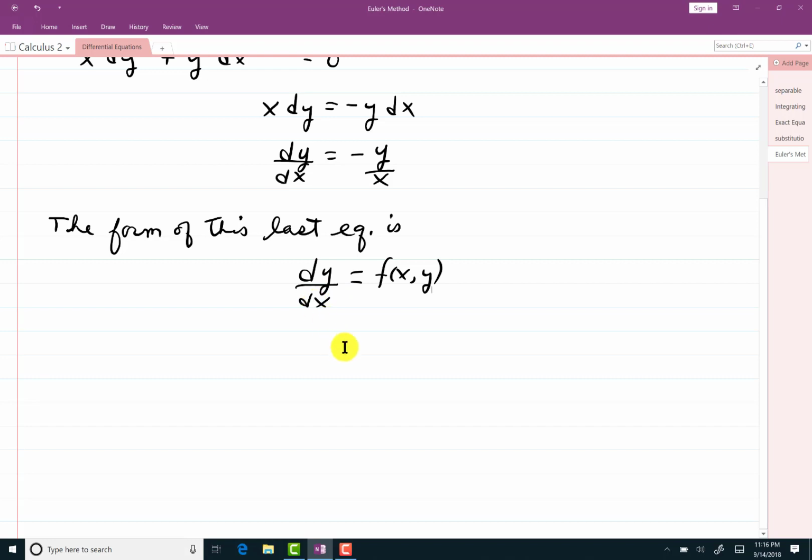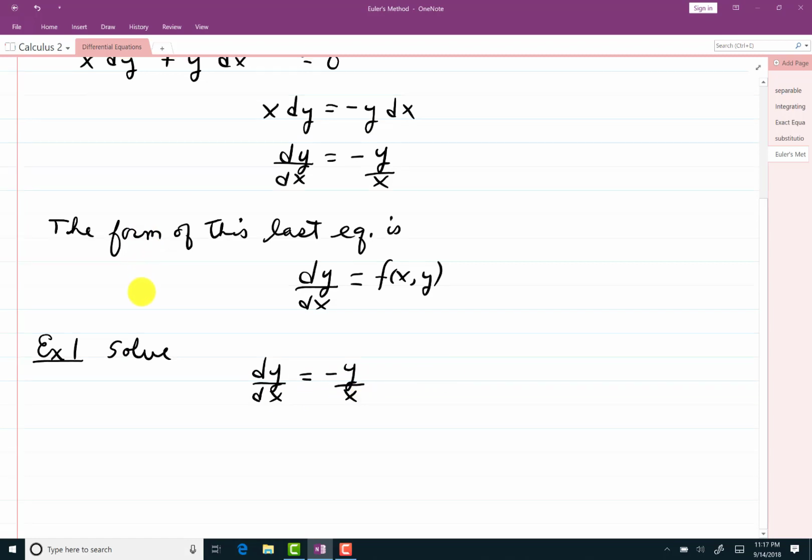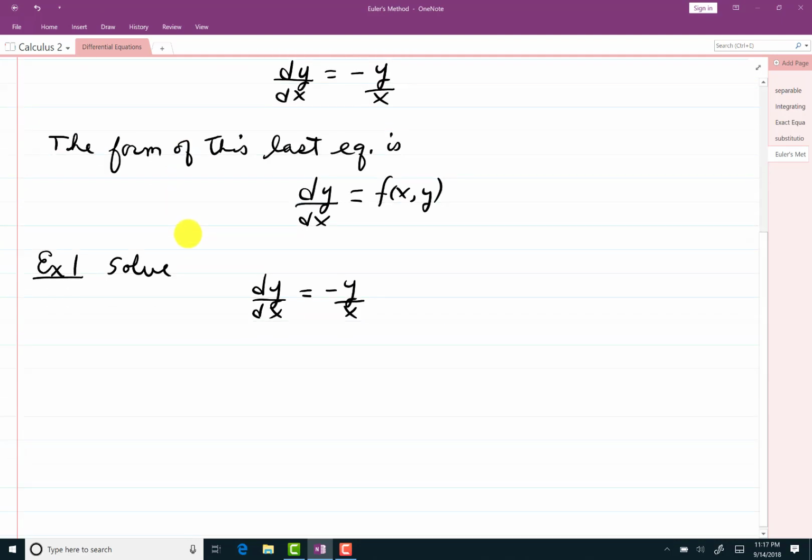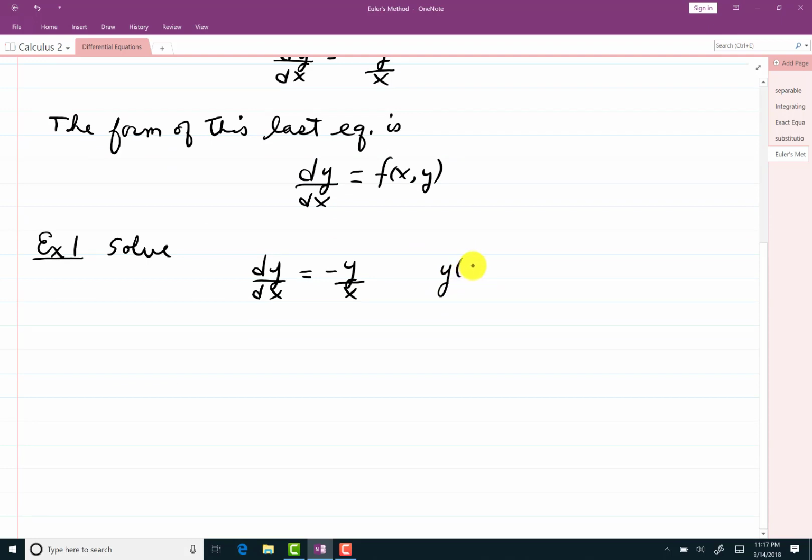So what we're going to do is, I'm going to call this example 1. And we'll solve dy over dx equals negative y over x. And we know that, let me go back to the original equation. If y is equal to 2, x is equal to 1. So I'm going to say that y of 1 equals 2 is an initial value.